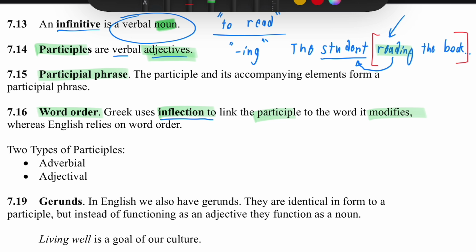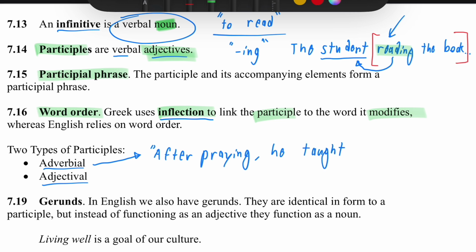There are two types of participles. Those are going to be adverbial and adjectival participles. So in the case of an adverbial participle, you could have a participle that's giving information about when something took place, for example. So an example given is after praying, he taught us.